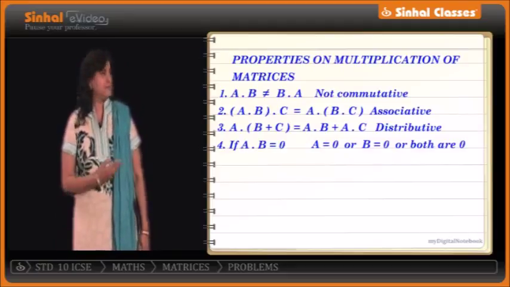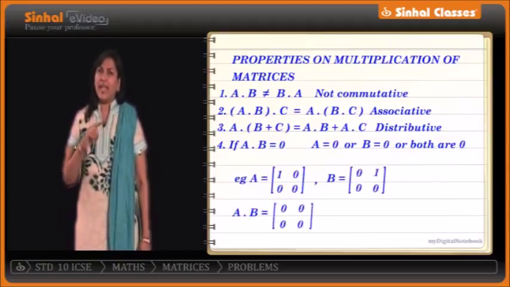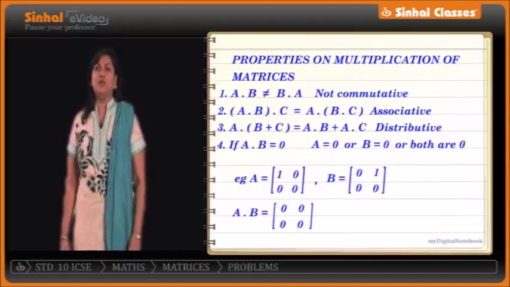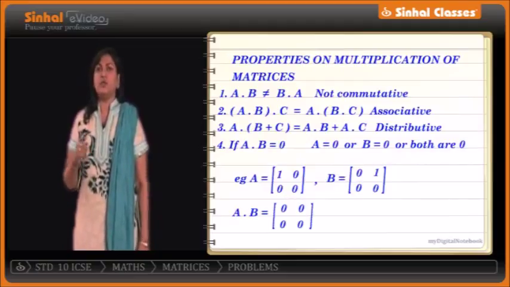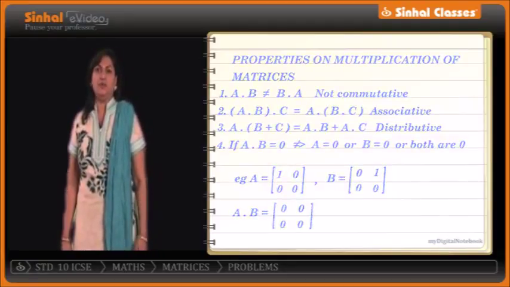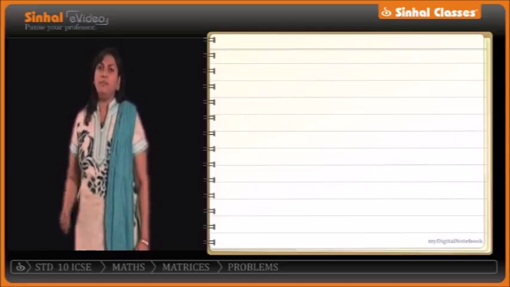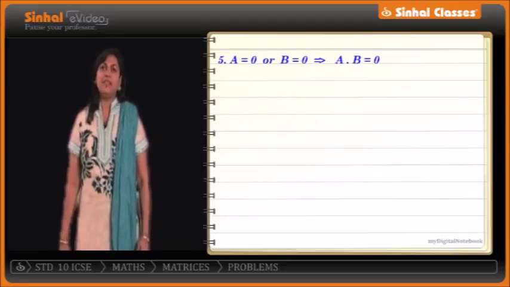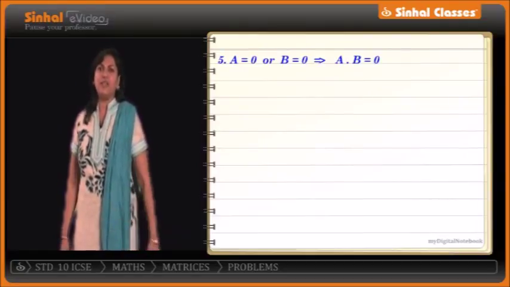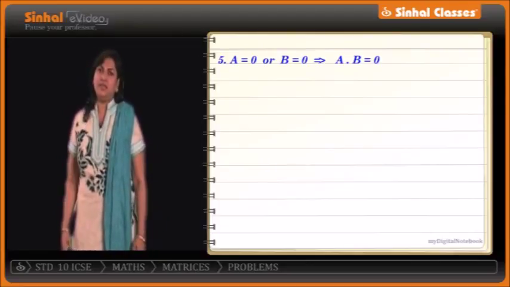Let's take an example. So we have seen A and B both are not 0 but their product is 0. So A into B equal to 0 does not imply that one of them has to be 0. Now the next property: if A is 0 or B is 0, does it mean that A into B is 0? Yes, this will always be true. That is, if one of them is 0, then their product will be 0.